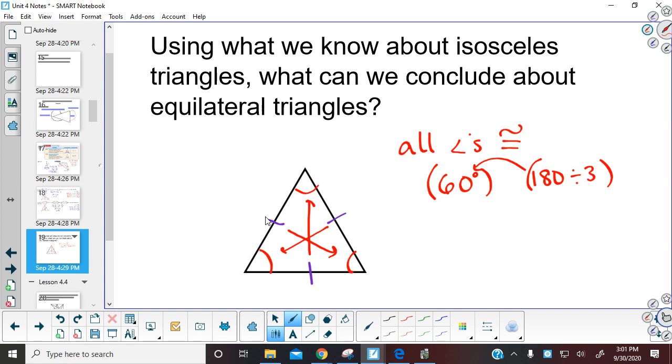So the only thing to be mindful of besides that is the terminology. Remember earlier on we put equiangular. Okay, so all equilateral triangles are also considered equiangular.